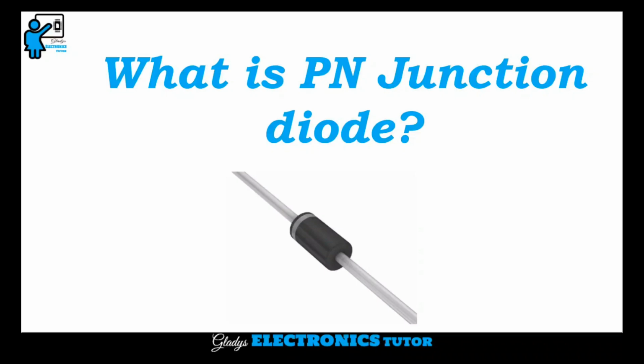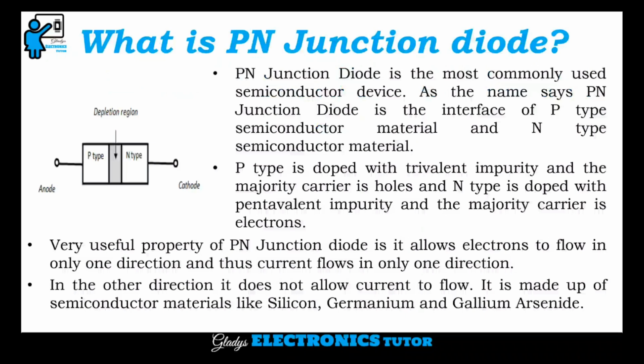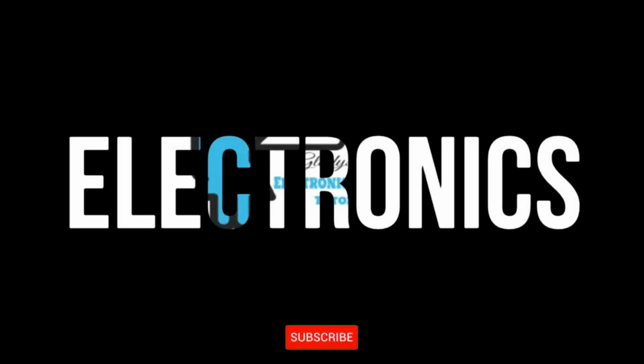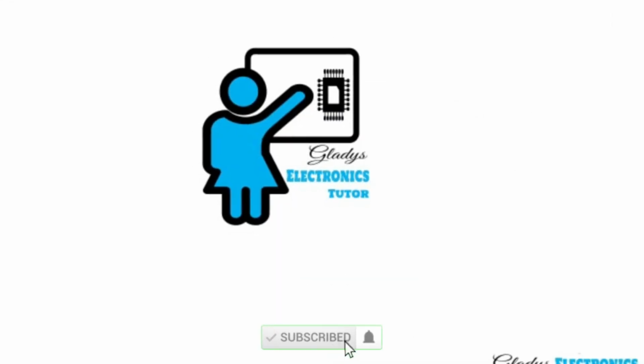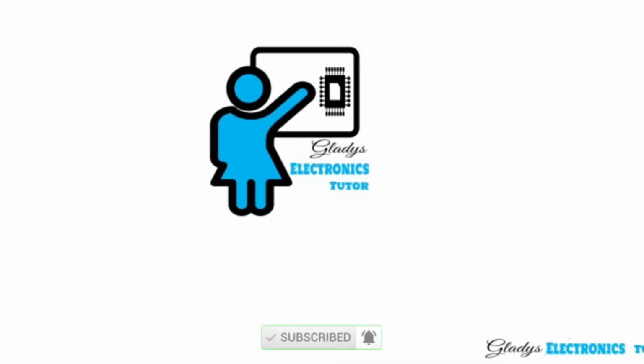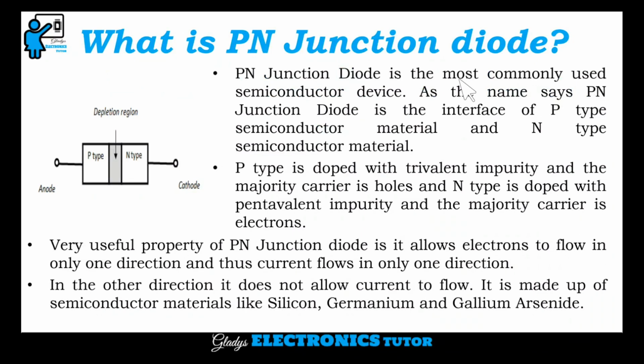In this video, let's see what is PN junction diode. So, what is PN junction diode? PN junction diode is the most commonly used semiconductor device. As the name says, PN junction diode is the interface of P-type semiconductor material and N-type semiconductor material.